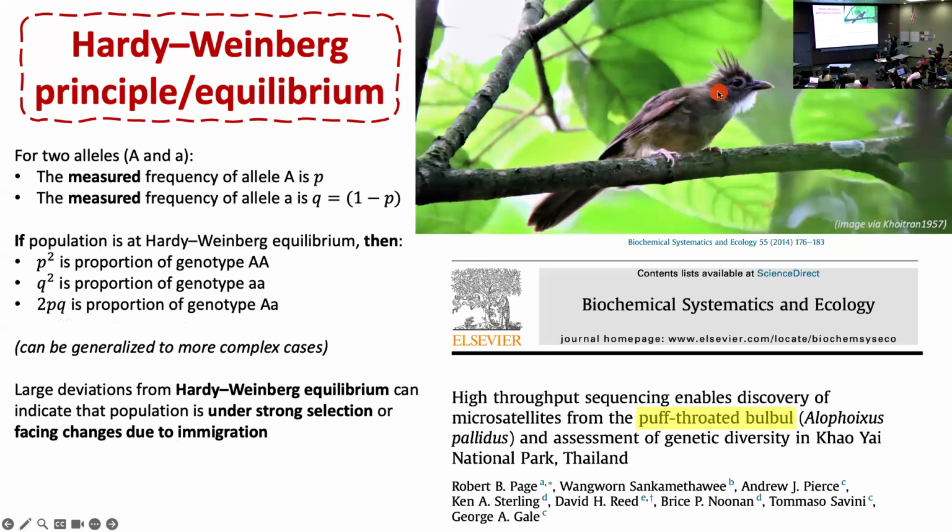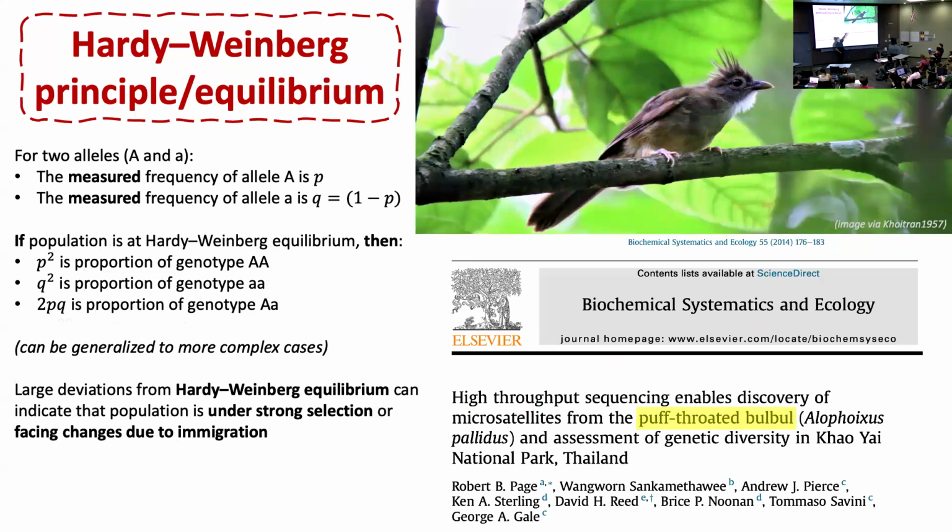And this is an example here. I think this is a bulbul. So this cute little bird here, in this paper that was referred to in the text, they do exactly that. They go out, they sample a bunch of birds, they genotype these birds, they do high throughput sequencing, and they see how close this population is to Hardy-Weinberg, and they check some other things too.